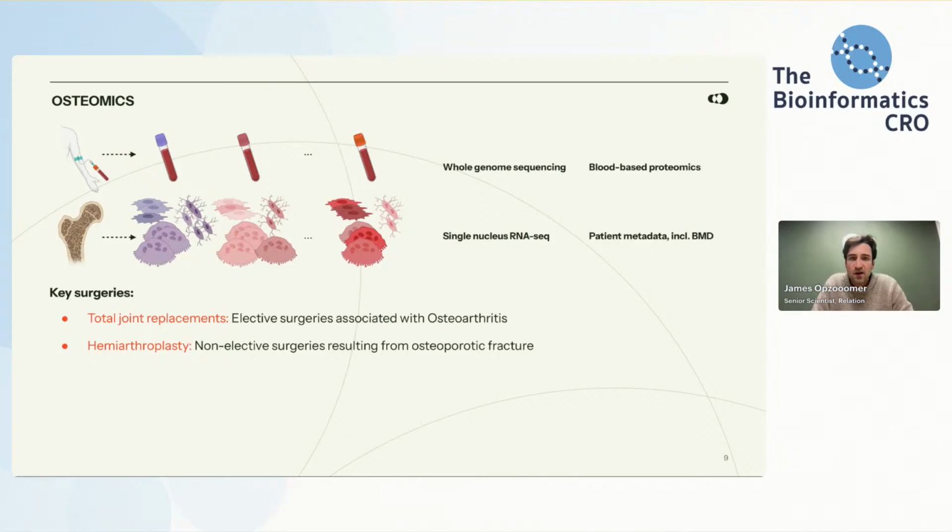We also collect blood-based proteomics to find circulating biomarkers that report on pathway activity and can later be used for patient stratification. And in addition to this, also rich clinical metadata including BMD, or bone mineral density, to anchor everything back to quantitative phenotypes. And now this lets our models learn how genetics and cell state translate into real clinical outcomes.